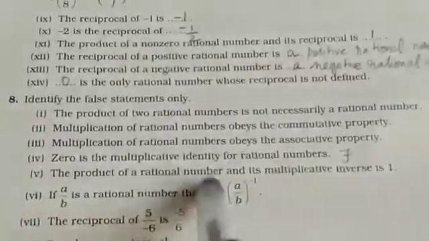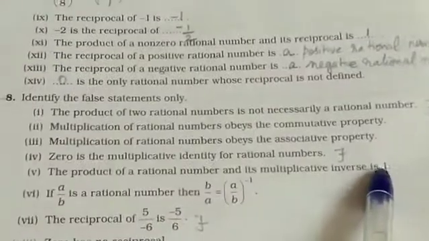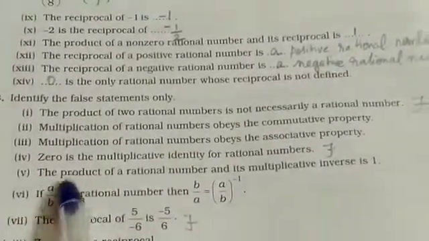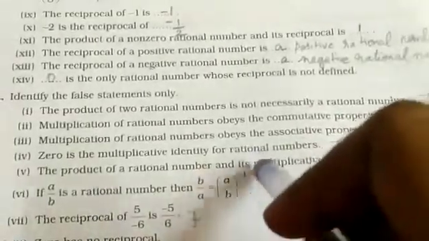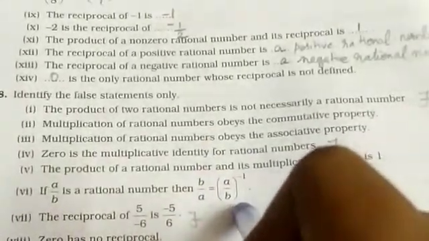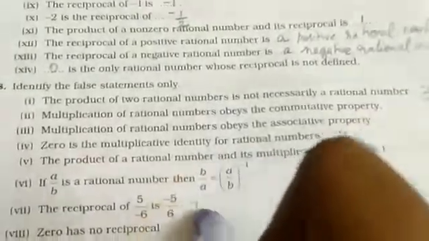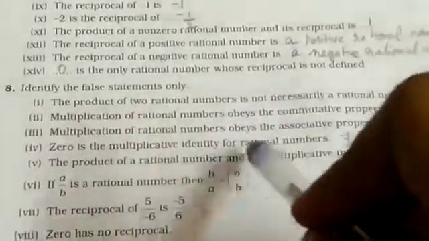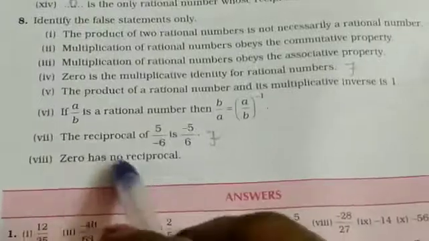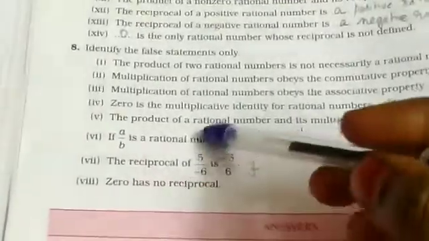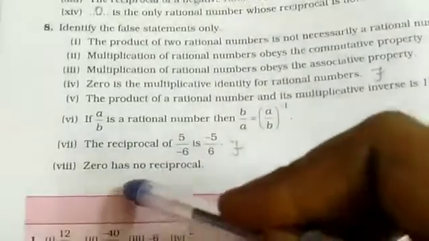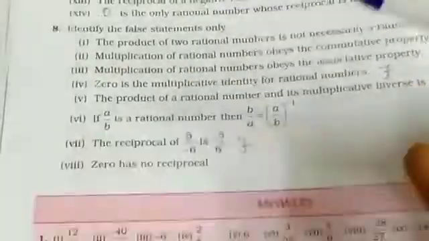The product of a rational number and its multiplicative inverse is 1. Yes, it is true. If a by b is a rational number, then b by a is equal to (a by b) whole inverse. Yes, it is true only, because the inverse means b by a. It's reciprocally changed, and automatically the power will be plus. The reciprocal of 5 by minus 6 is minus 5 by 6. No, it is a false statement, because reciprocal means interchanging the numerator and denominator, not the minus. Next one, 0 has no reciprocal. Yes, 0 has no reciprocal.